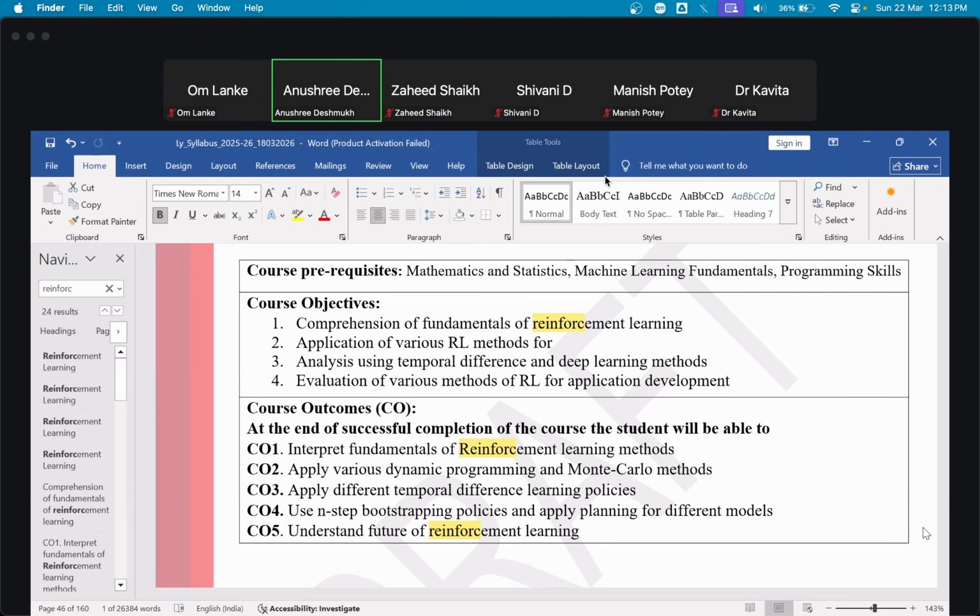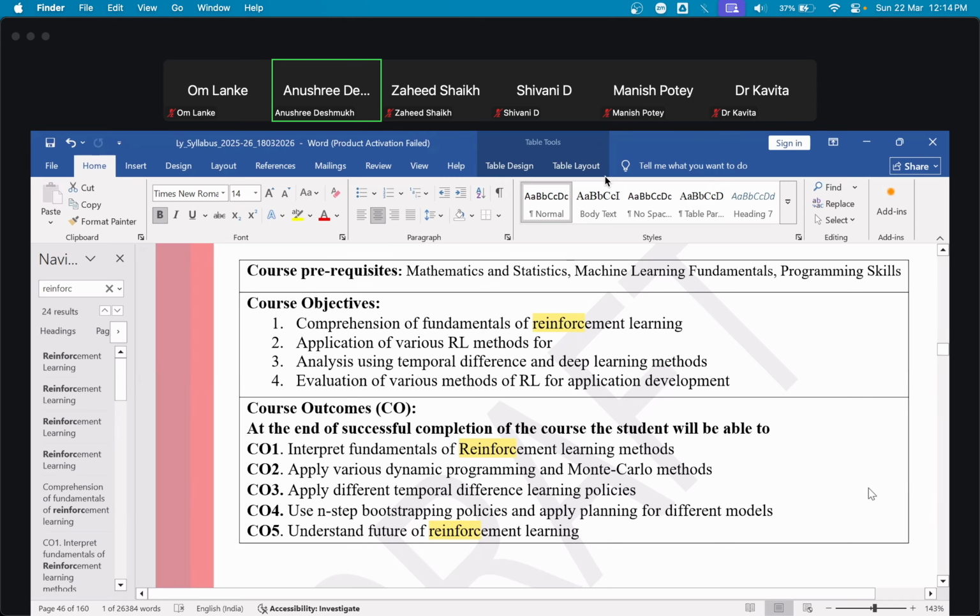One of the reasons to choose this subject is its high demand in the industry. Reinforcement learning is widely used in modern technologies such as self-driving cars, robotics, gaming, and even financial systems. Learning this subject opens up many future career opportunities in AI and data science. Another important advantage is that it develops strong problem solving and analytical skills. Students learn how to make decisions in certain situations and optimize outcomes, which is useful not only in technology but also in real life.